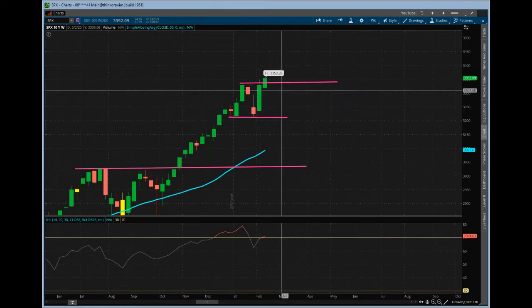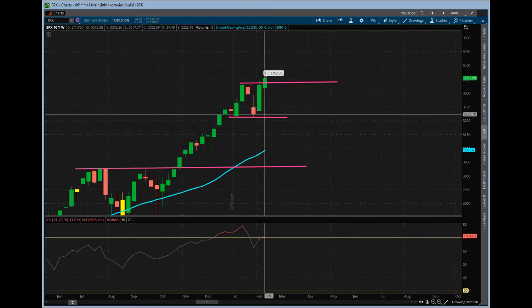The weekly chart is great because it tunes out a lot of noise and allows us to focus a lot more on very, very important recent levels. So we definitely want to focus on that.